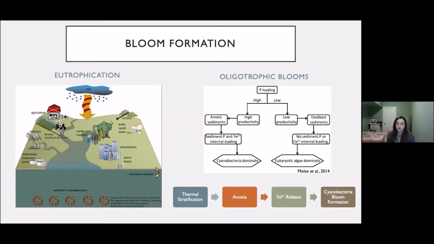And then of course, there's also internal phosphorus loading that can contribute to blooms. This is when phosphorus found within lake sediment is released during conditions of low or no dissolved oxygen within the water.